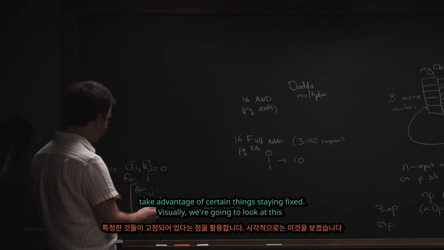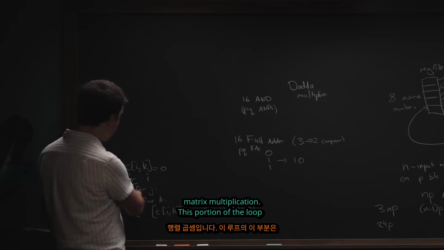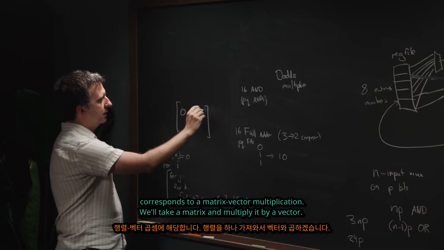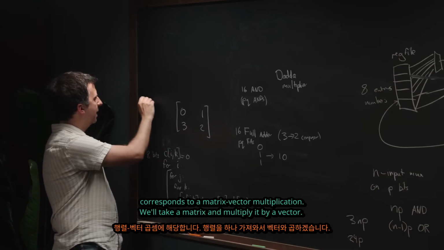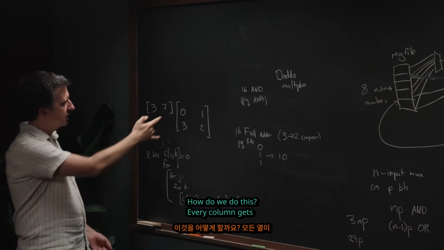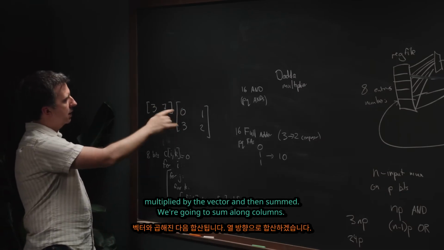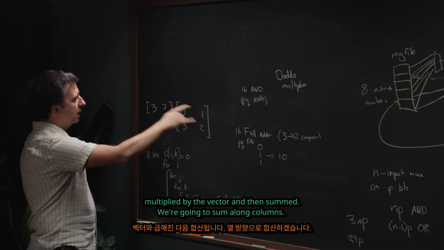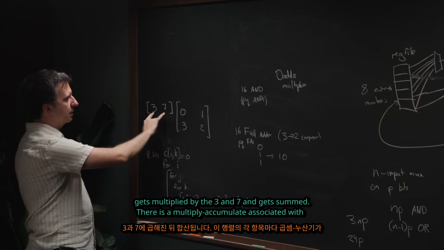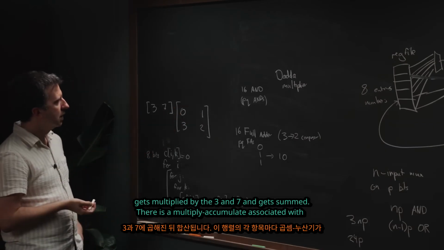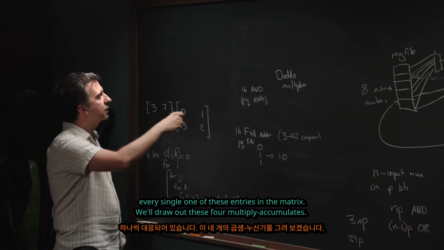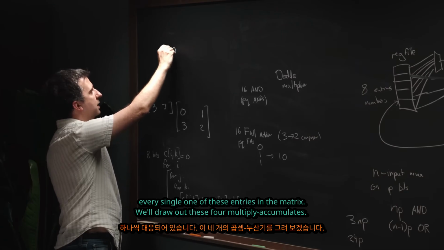So let's visually look at this matrix multiplication. This portion of the loop corresponds to a matrix vector multiplication, in fact. So we'll take a matrix and multiply it by a vector. So how do we do this? Every column gets multiplied by the vector and then summed. So we're going to sum along columns. And so this 0 and 3 gets multiplied by the 3 and 7 and gets summed. And then the 1 and 2 gets multiplied by the 3 and 7 and gets summed. So there is a multiply accumulate associated with every single one of these entries in the matrix. So we'll just draw out these 4 multiply accumulates.